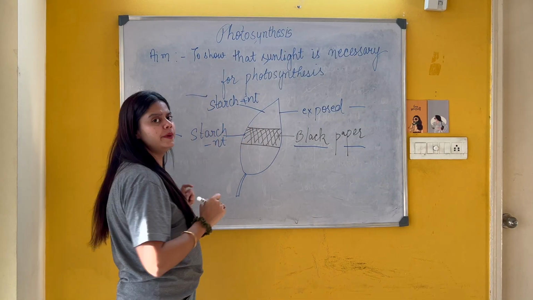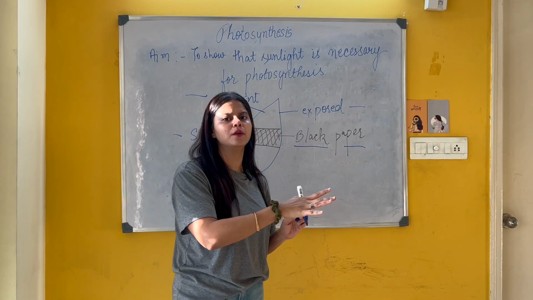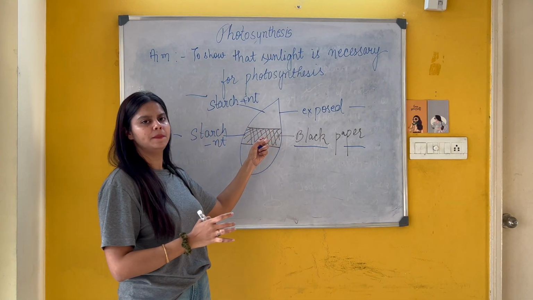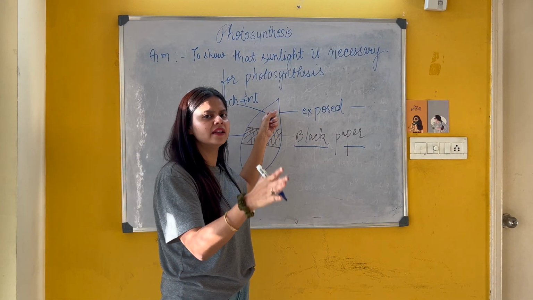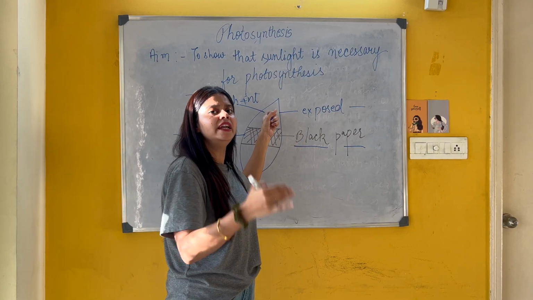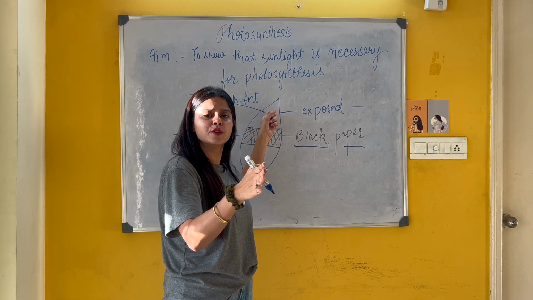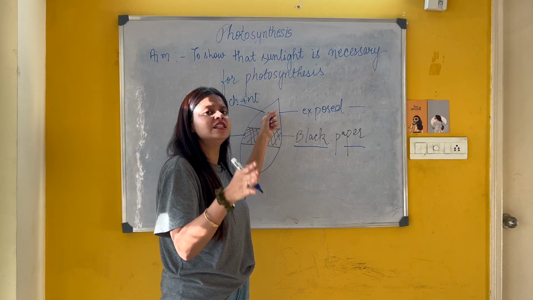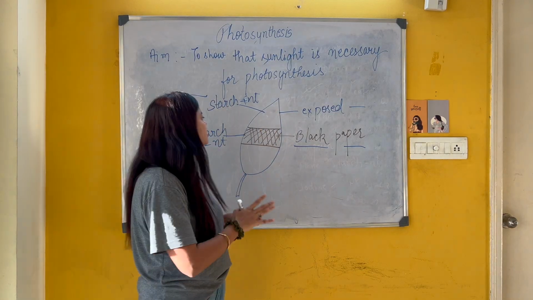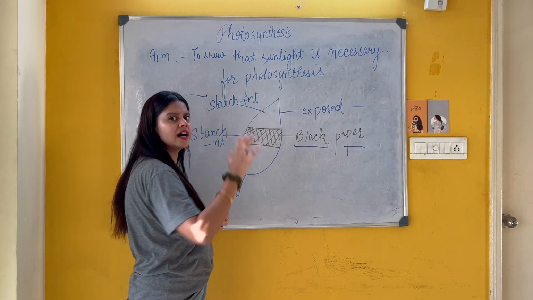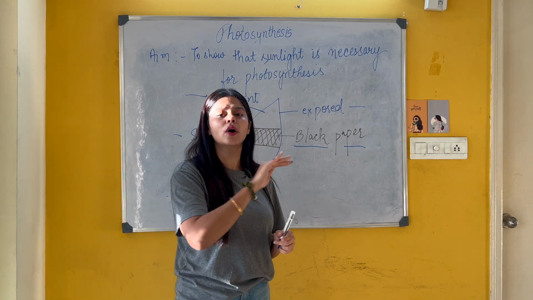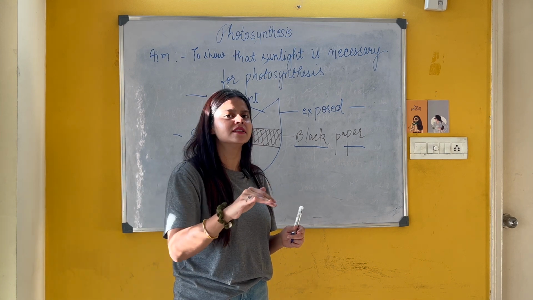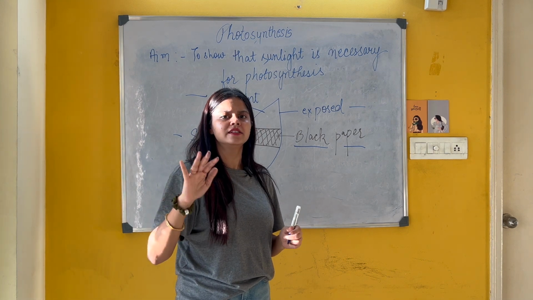Which part will turn blue-black in presence of iodine? This or the covered part? The exposed part turns blue-black in the presence of iodine, indicating it has undergone which process? Photosynthesis. And what is present in it? Starch. The covered part of the leaf turns brown in presence of iodine, indicating it has not undergone the process of photosynthesis and it does not have any starch.